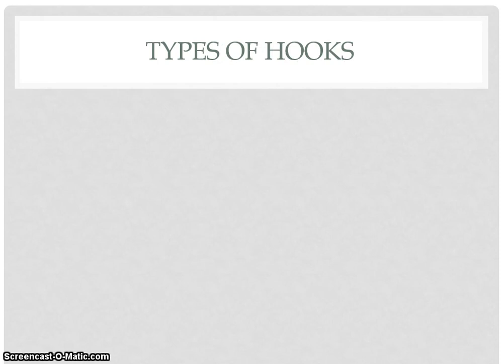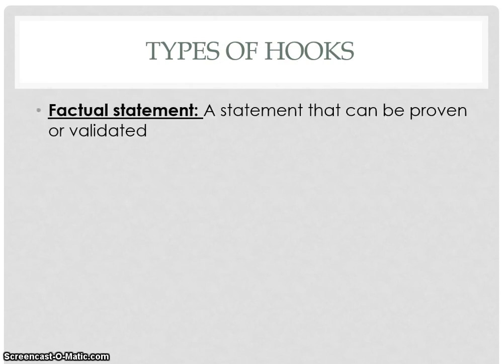There are a variety of hooks that you can use in your introductory paragraph. The first type is a factual statement. The definition of this statement is quite self-explanatory. It is defined as a statement that can be proven or validated.